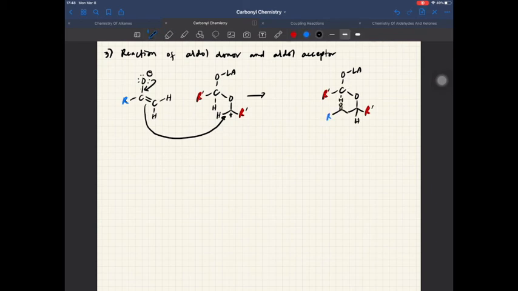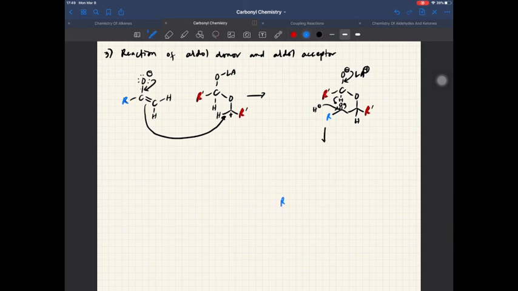Okay, so this is our product, but remember that this bond from our Lewis acid is like this. It's a borderline ionic bond. So what happens here is that this lone pair will be pushed into this sigma bond, breaking the carbon-hydrogen bond to form a hydride. This hydride will attack this carbon to form this type of product.